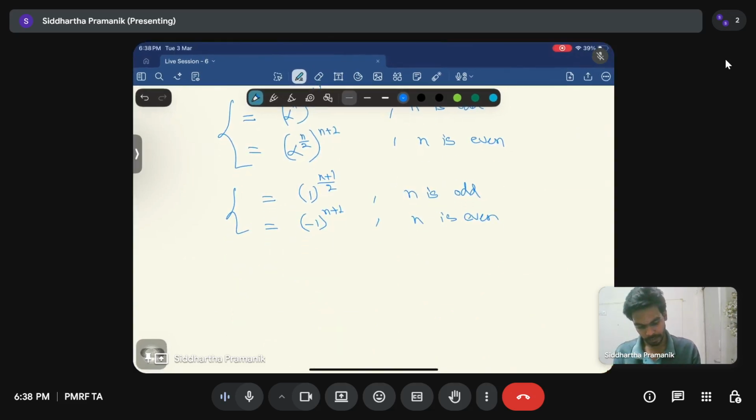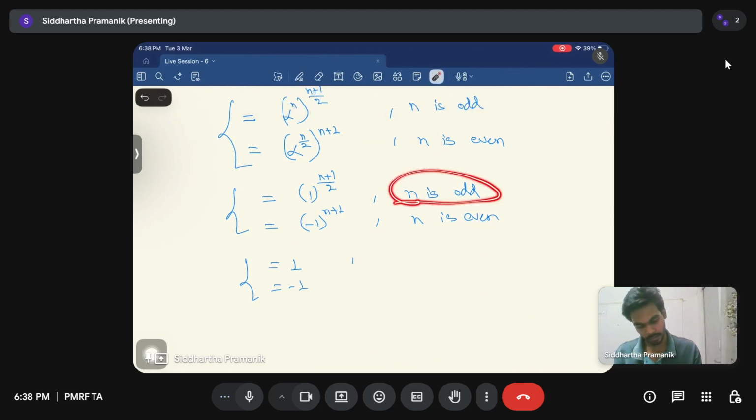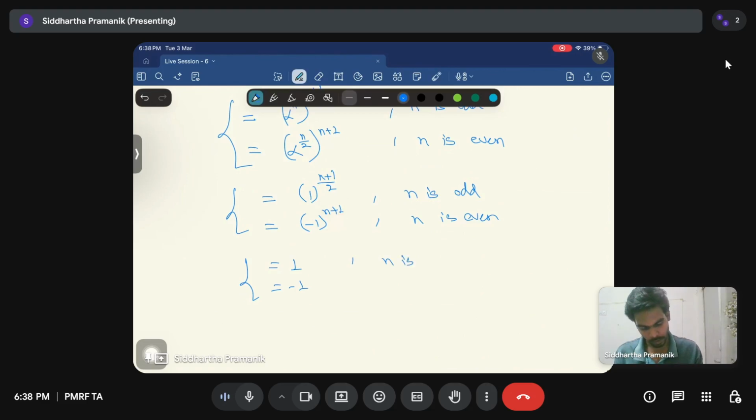So ultimately we are getting 1 and minus 1, because this is some power of 1, so this has to be 1, but this is a power of minus 1, and this power is odd because n is even. So n is odd and n is even. And if you combine this, then we can write this as minus 1 power n plus 1.